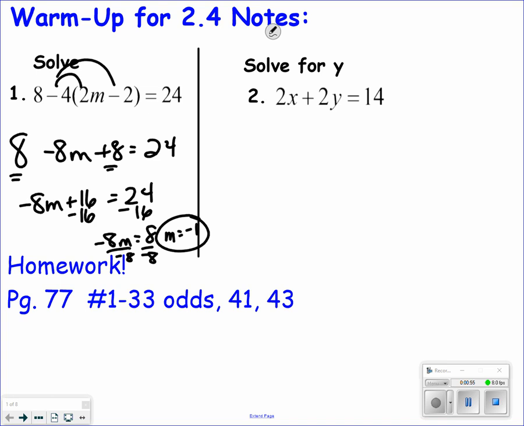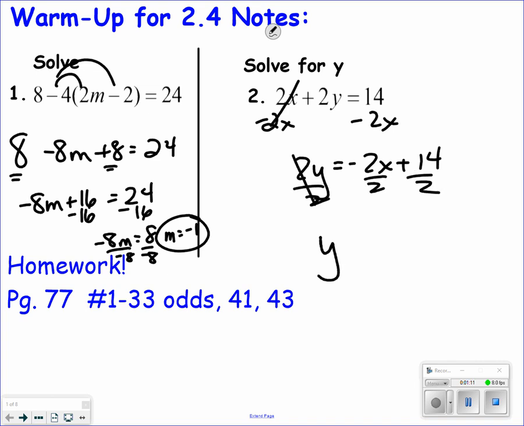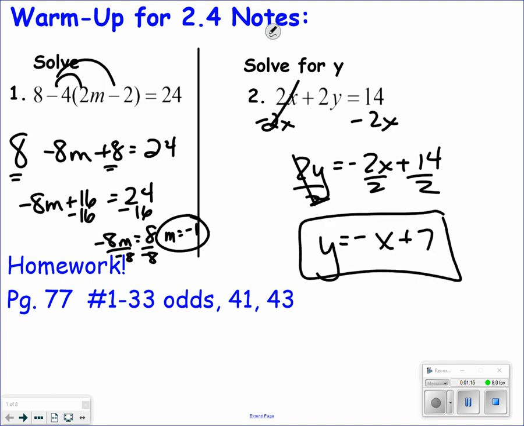The next one, again, comes back from chapter 1. We're going to solve this thing for y. So I'm going to subtract the 2x from both sides. And notice when I subtracted the 2x, I couldn't add it with the 14 because they were not alike. And then I'm going to divide everything in the problem by 2 so that I could get the y by itself. So that goes back to chapter 1. So now there's the homework assignment that you'll have at the end of this.